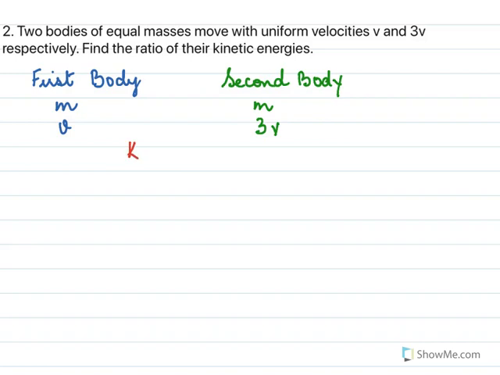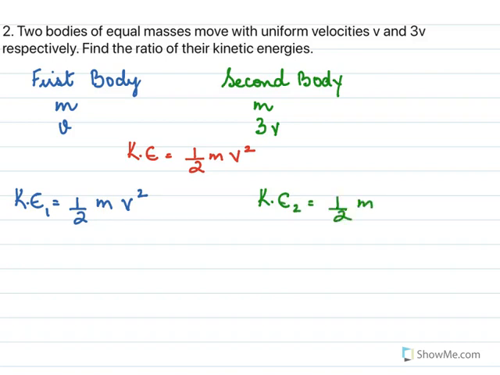You know the formula for kinetic energy, half mv square. So the kinetic energy of the first body will be half mv square. And of the second body, kinetic energy of the second, half m. But now here we have the v is 3v. So 3v the whole square. So it is half m 9v square.